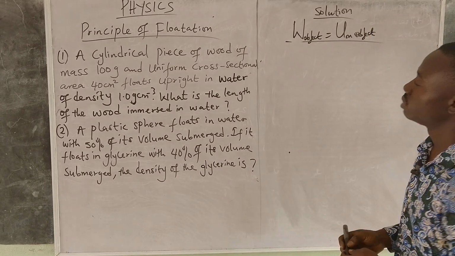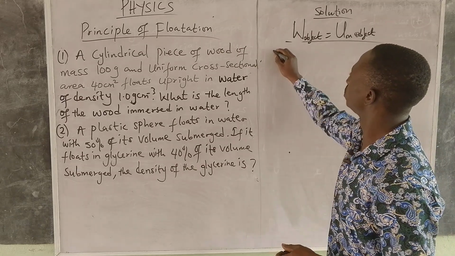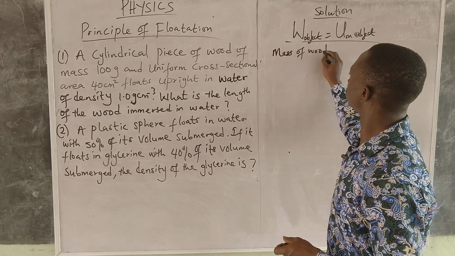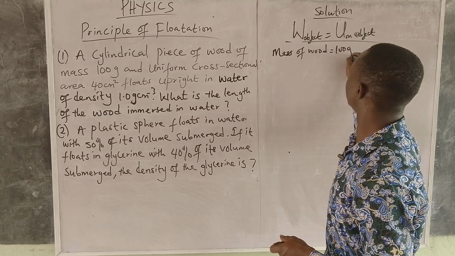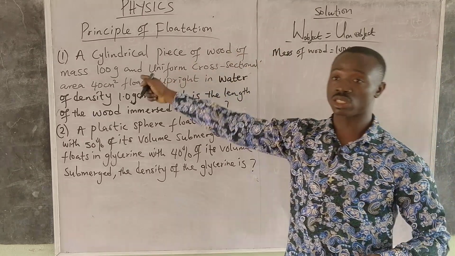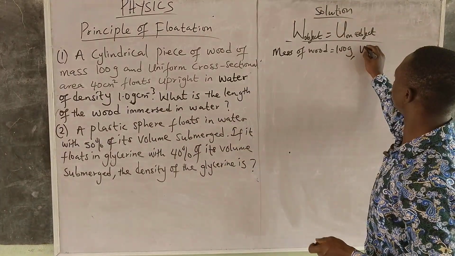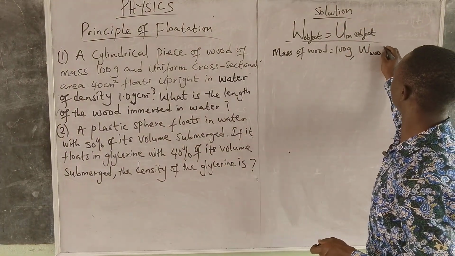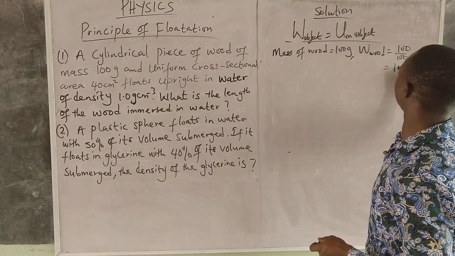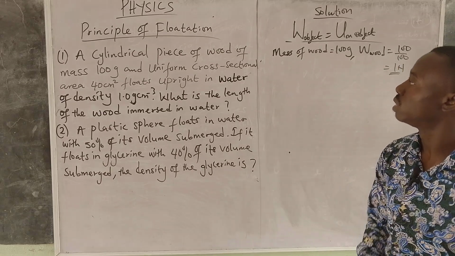Now, what are we given? We are given the mass of the wood. Mass of wood is 100 grams. So let's get the weight, because we need the weight of the object. This time around, the object is the wood. It means the weight of wood will be 100 over 100. That's 1 Newton. All right?